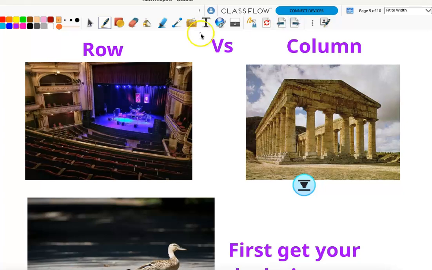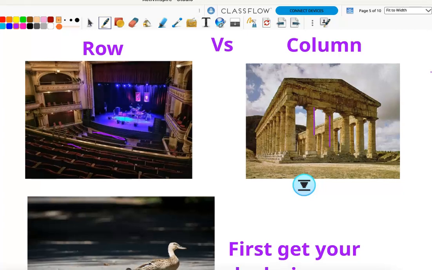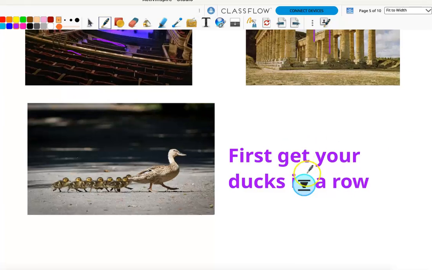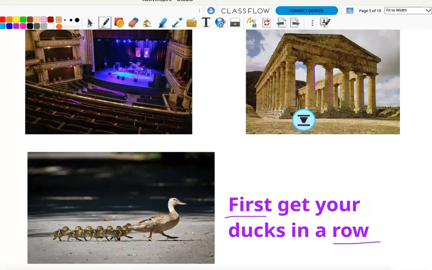So, how to remember row versus column. Column, I think of ancient Rome, and a column is going up and down. Front row, like if you're a front row at a concert, you are going to be down here. So think left to right for row, and then think up and down for column. Now the way I remember you do the rows first is I always heard the saying, first get your ducks in a row. So when you do matrices, the first thing you start with is the row.